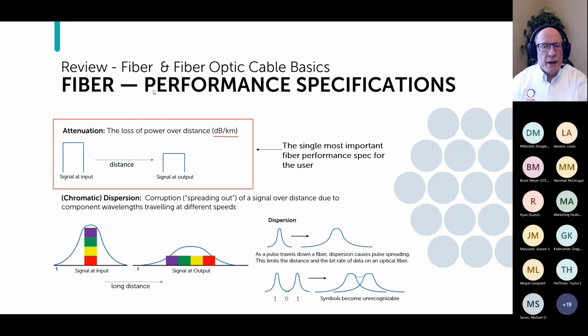Fiber has its own specifications, lots of performance factors and its own elements. And in fact, we do an entire webinar just on fiber, the basics of fiber. For now, I'm just going to talk about the single most important performance specification with fiber, and that's attenuation. Attenuation is the loss of power over distance. It's generally expressed in dB per kilometer, but it could be any unit of length.